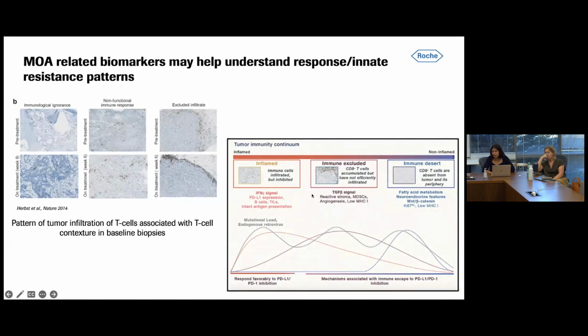And we came up with this concept of a tumor immunity continuum, where in fact there are 3 types of tumor microenvironments. The highly inflamed tumors that I showed you in that renal cancer example earlier, where these patients respond really well to immunotherapies. They have a lot of T cells in their microenvironment and do very well. The second example is what we call immune excluded tumors, where T cells are present, but just not in the right place.